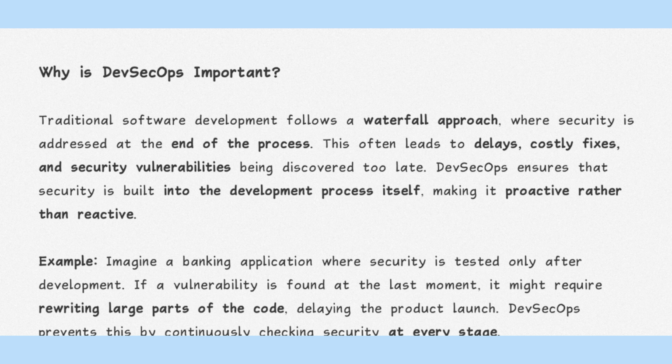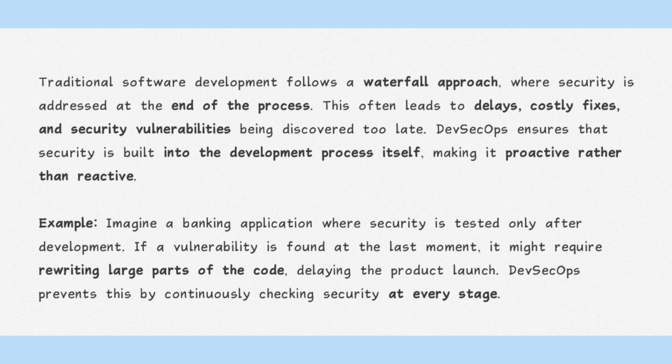Why is DevSecOps important? Traditional software development follows a waterfall approach, where security is addressed at the end of the process. This often leads to delays, costly fixes, and security vulnerabilities being discovered too late. DevSecOps ensures that security is built into the development process itself, making it proactive rather than reactive.